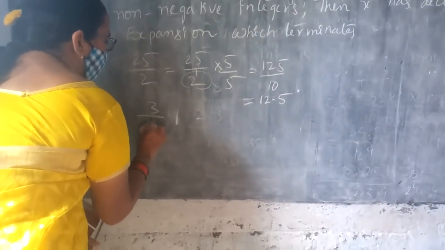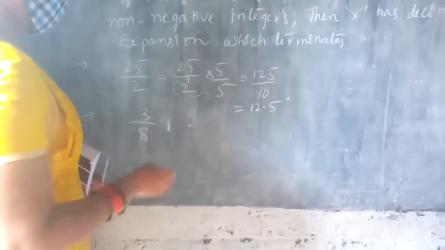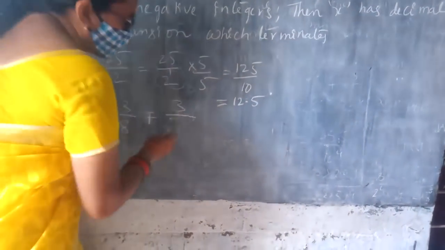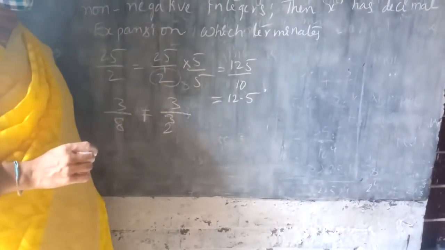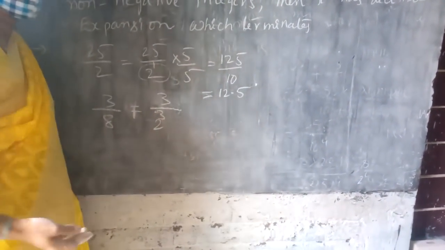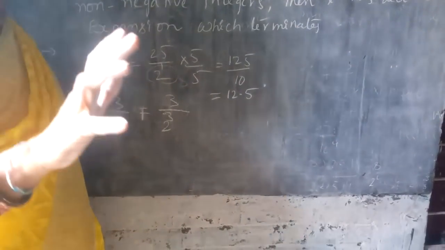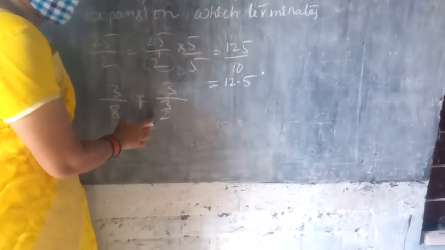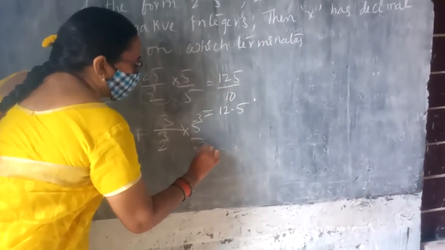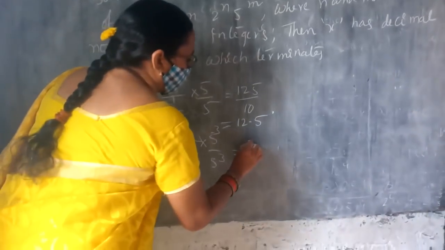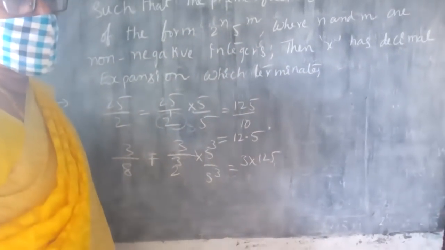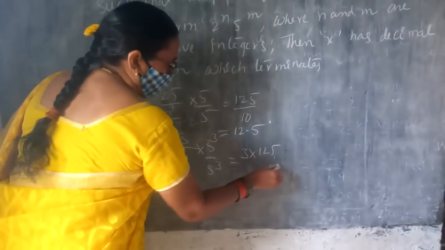3 by 8. 8 we can write as 2 cube. Now how many 5s can we multiply in both denominator and numerator? 3 fives. Why? Because the power of 2 is 3. Okay, 5 cube. Next, 3 into 5 cube is 125. 5 fives are 25, 25 fives are 125.